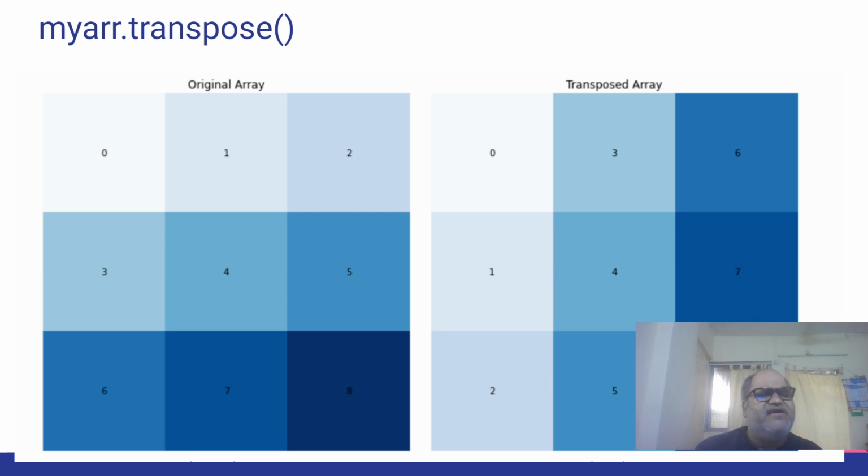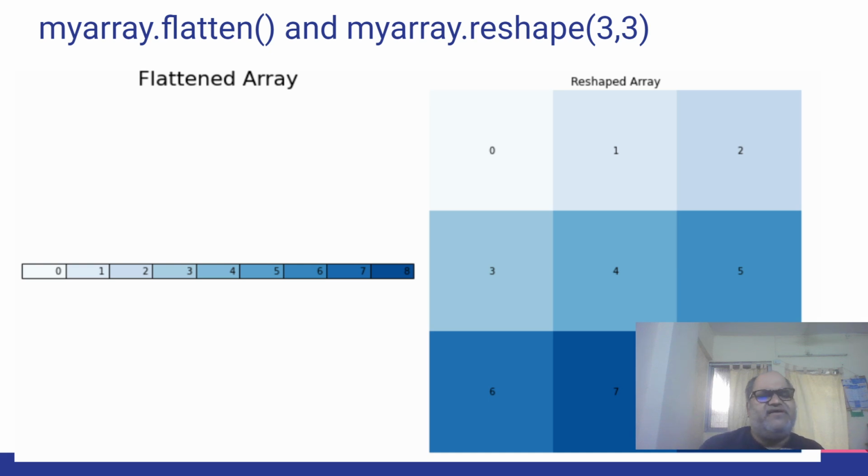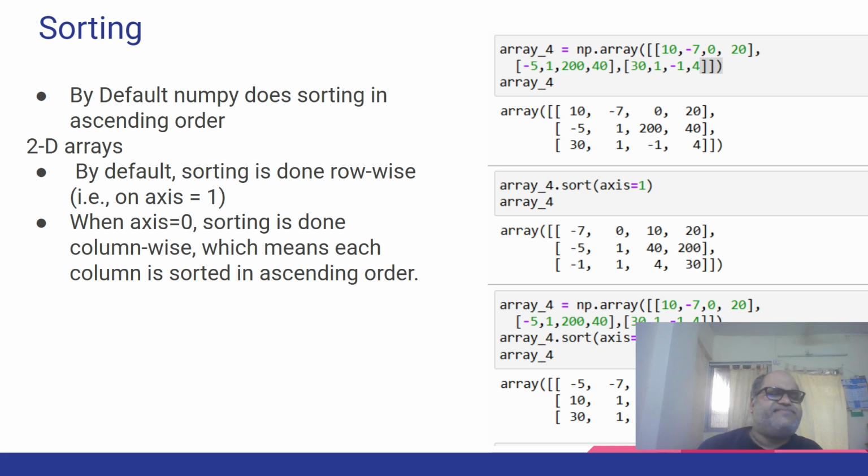So we have looked at arithmetic operations, concatenation, then transpose to convert rows into columns and vice versa. Flatten: any kind of n-dimensional array you just convert into one dimension, as you might see on the screen. And reshaping again, for example this one, where we had 9 elements. If you want to reshape into 3 by 3, you can simply call dot reshape and specify the dimensions.